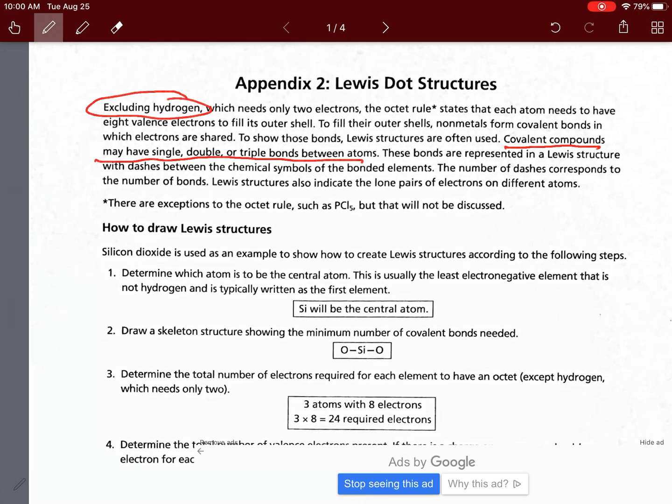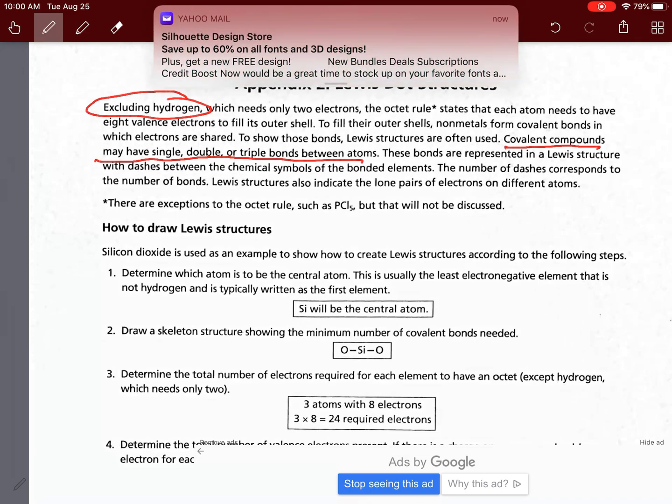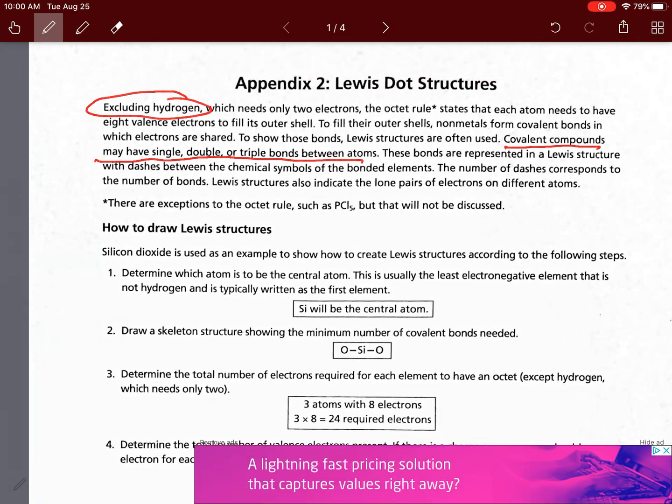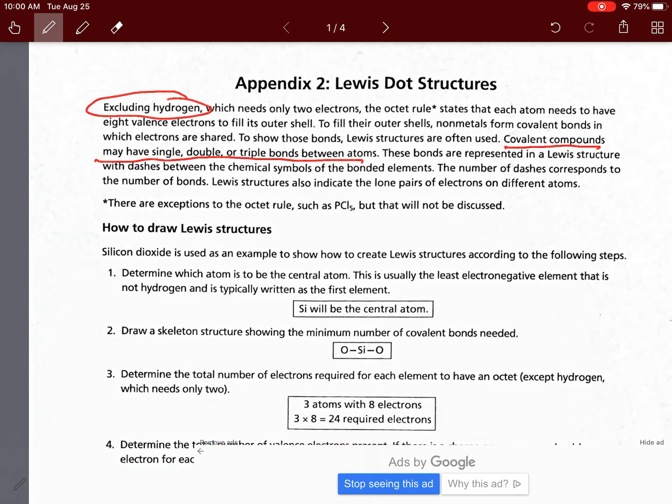So these bonds are going to be represented in a Lewis structure, right? And you've seen Lewis structures before in honors chemistry. But this is an interesting way to draw Lewis structures, and it really helps as far as resonance structures go and calculating formal charges and things that we'll have to do.